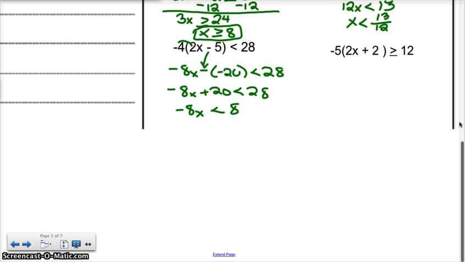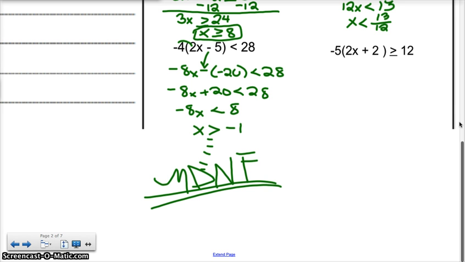Uh-oh, I'm going to have to divide by a negative. That means I'm going to MD and F it. x is bigger than negative 1. Notice I MD and F'd it right there. MD and F. Dramatically placed.